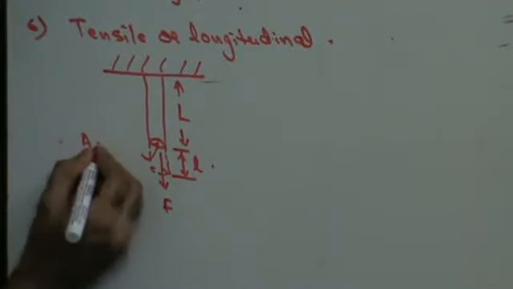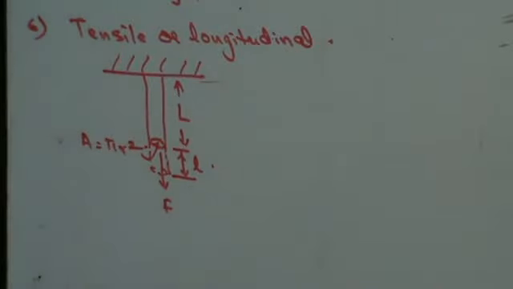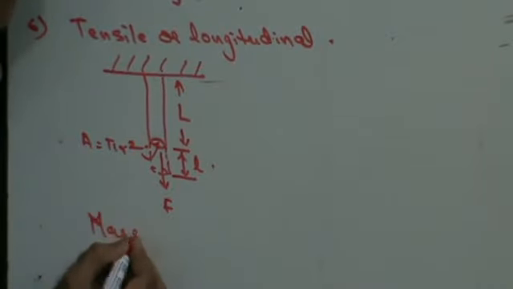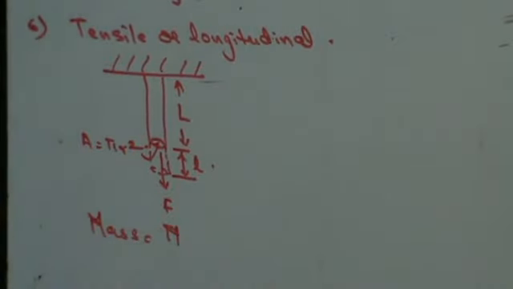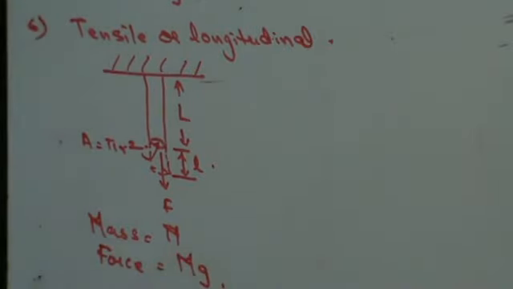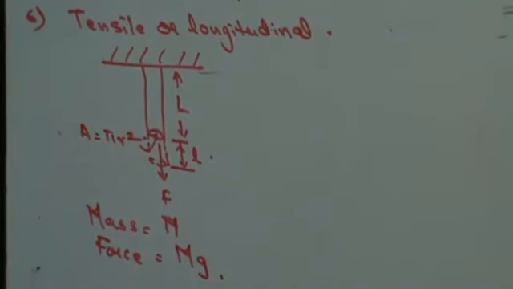The wire has a surface area of pi r square, right? So let us consider a wire suspended from a fixed support, with a mass m attached to the free end. Thus the force that will be acting on the body will be mg. So the force mg acts on the wire.